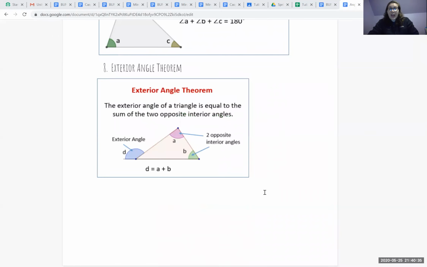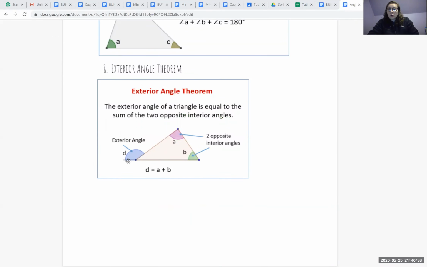So I'm going to share again. And then the last one is we have the exterior angle theorem. So what does that mean? Is your exterior angle, so if my line was extended, so my exterior angle equals D, it is equal to the two opposite interior angles. So if we were looking for D's measurement and we knew that A equaled 50 and B equals 60, it could be D equals 50 plus 60, which then gives us D equals 110 degrees.